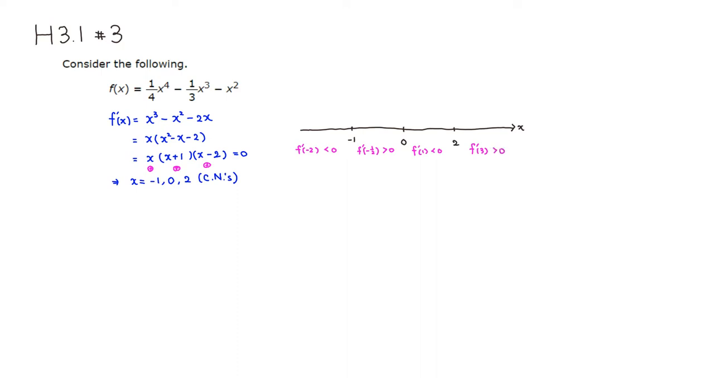If you look at the original function f, then we know that here this is negative, so decreasing here. And here is increasing. Here, decreasing. And here is increasing. So it's increasing on the intervals from negative 1 to 0 and from 2 on.